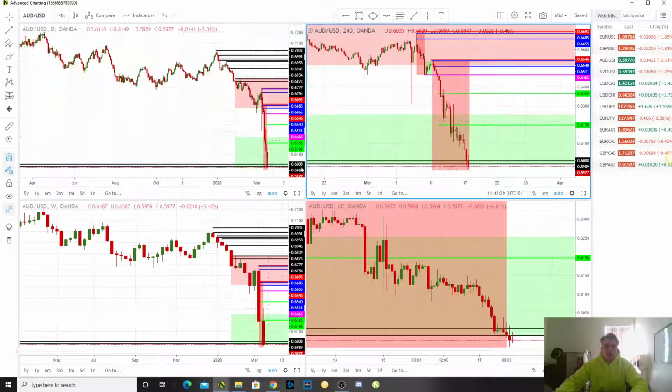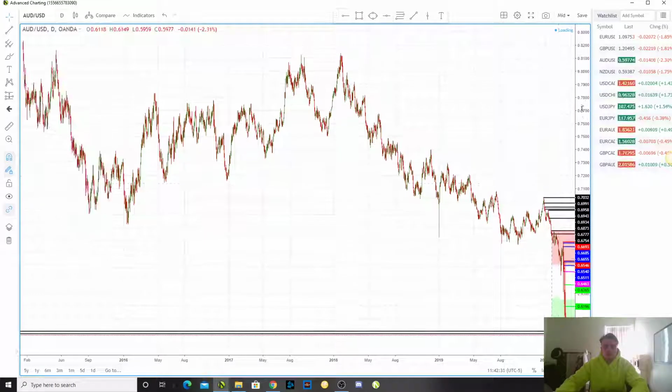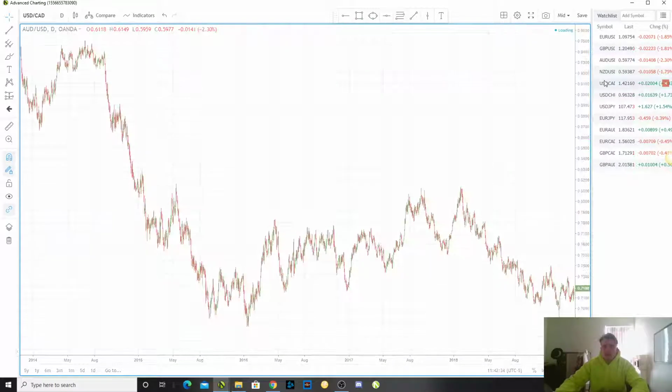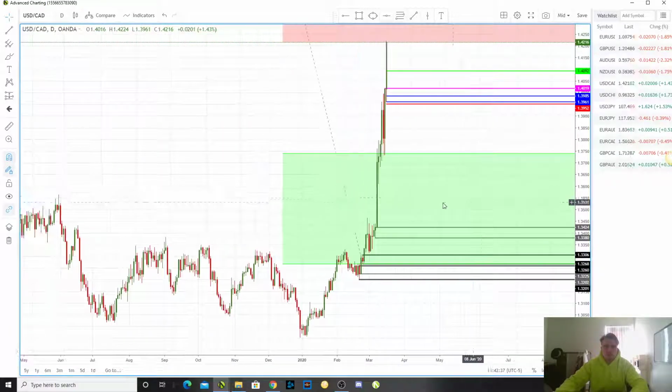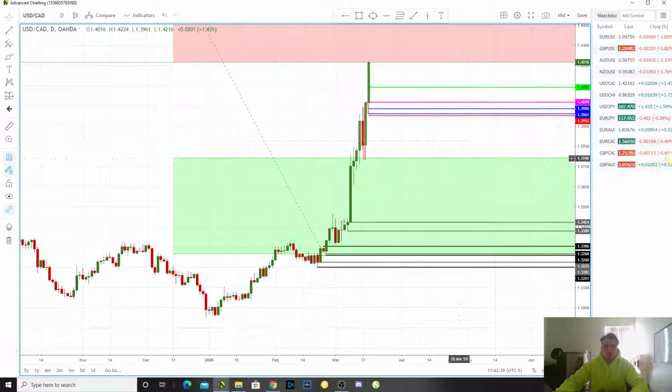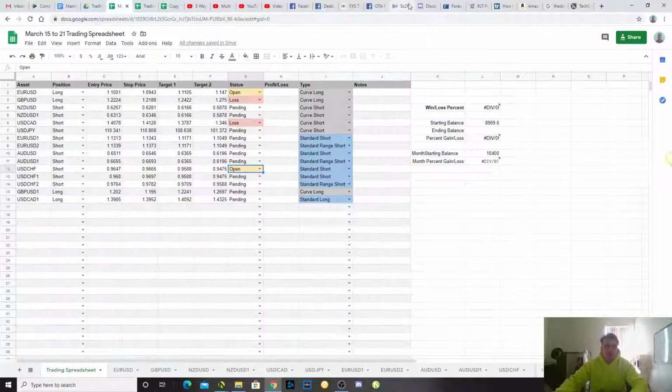The Aussie dollar has traded through. I didn't reset this one. Actually, before we do that, we're going to go to the dollar CAD because that also traded right through a 240 level. So I'll bring this up for you. If you're watching, this is what the trading sheet's going to look like. Open euro, loss on the pound, loss on the dollar CAD, and the dollar franc trade opened.